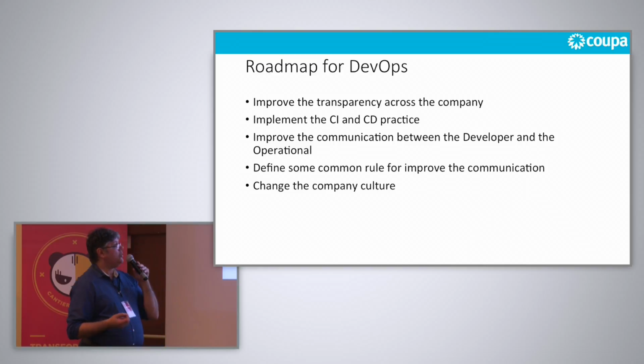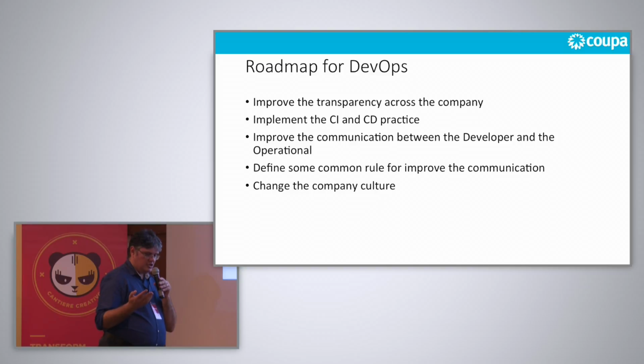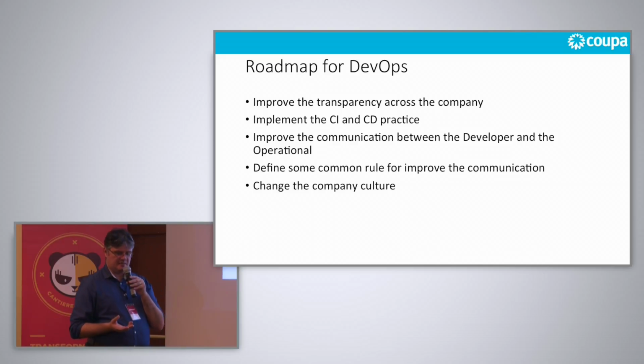Define some common rules to improve the communication. What is the workflow for a problem? What do we need to do to fix a problem? Just screaming, or sitting at the table and trying to find a way? Change the company culture. DevOps in particular is a company culture change. We need to be sure the whole company is on the same line. If the manager doesn't want to do that, it's impossible to put in place.